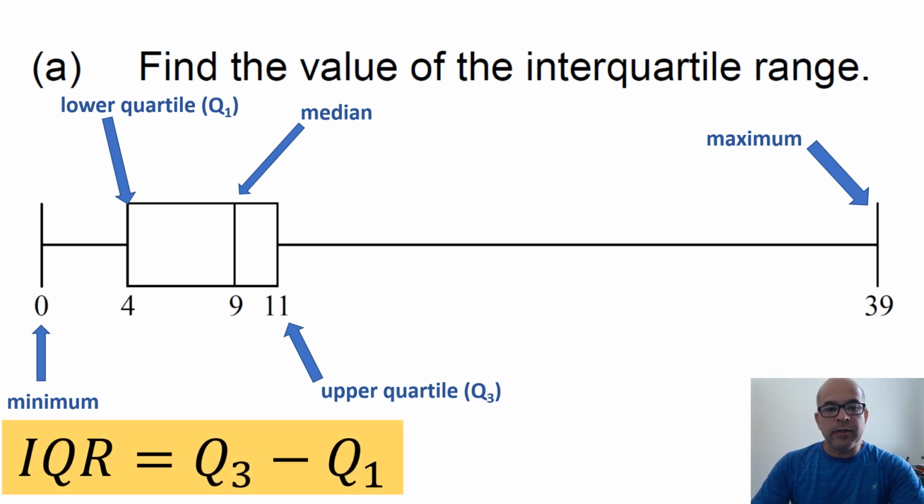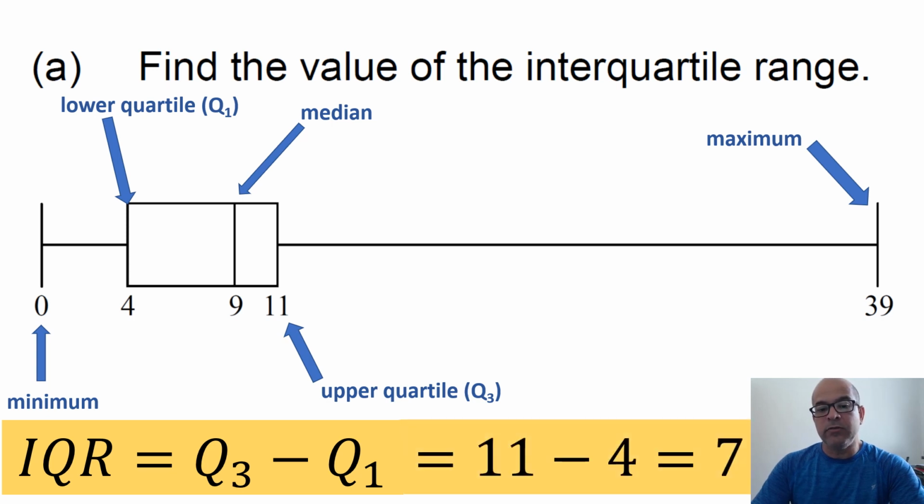So the interquartile range, IQR, is Q3 minus Q1. Very often we call Q3 the upper quartile and Q1 the lower quartile, and also in the calculators, that's how the calculator refers to these values. So it's very simple in this case. All we have to do is 11 minus 4, which is 7. So the interquartile range is 7.